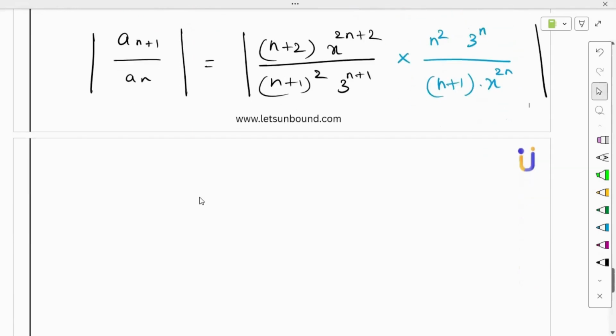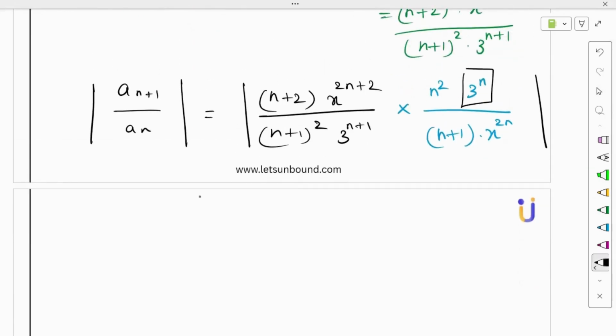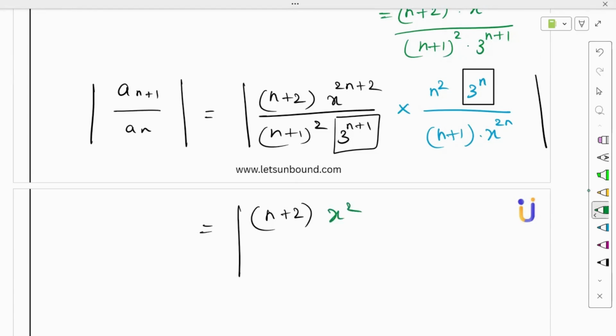Okay, so what can be cancelled out? 3 power n, 3 power n plus 1. So when you cancel out, 3 will be in the denominator. N plus 2 we can't cancel, so n plus 2. X power 2n plus 2, x power 2n. When you divide them, x power 2n cancels, x square will be there, divided by n plus 1 the whole square, and with the other n plus 1 it will become n plus 1 the whole cubed. And as I said, if you combine this, you will get 3.